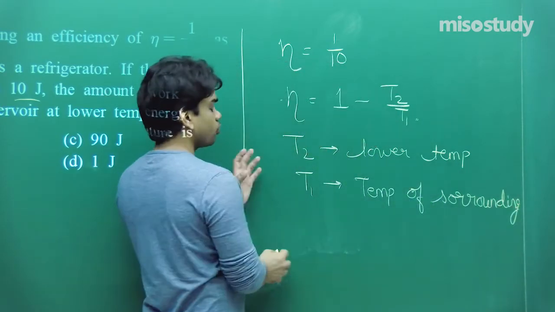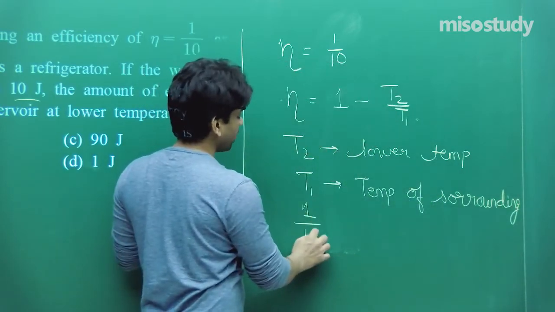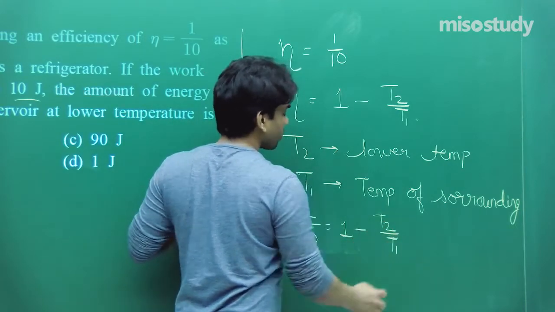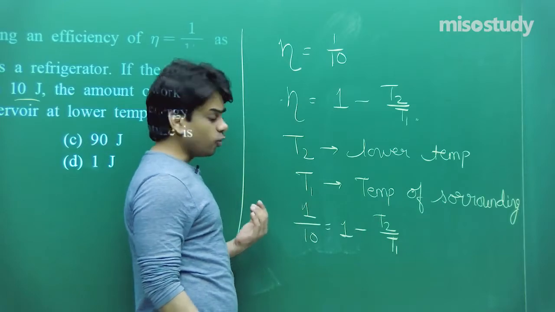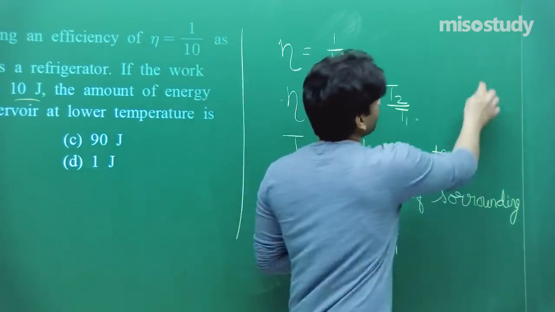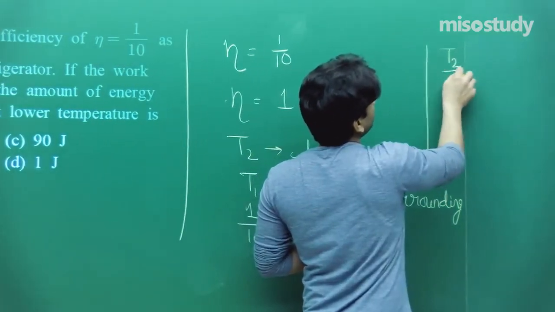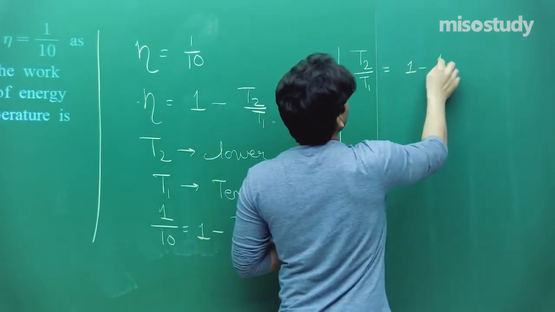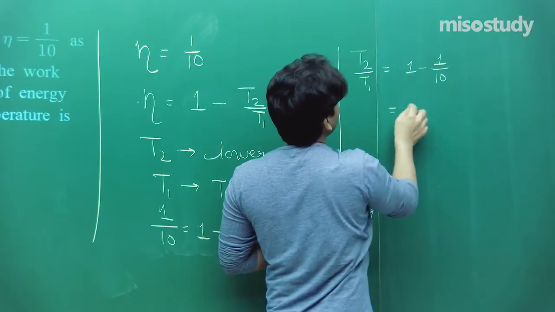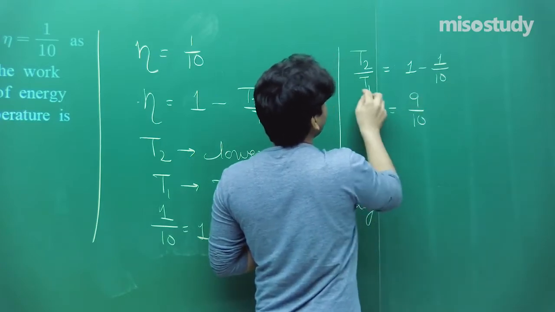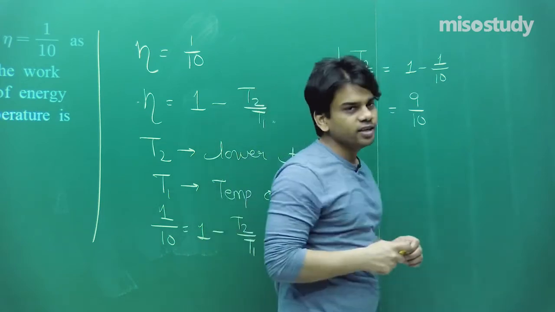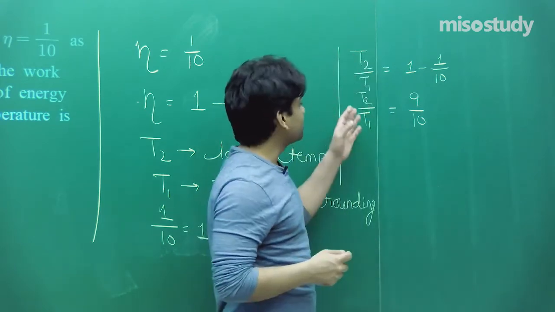Now eta is given as 1 by 10. So if we write 1 by 10 is equal to 1 minus T2 by T1, from here easily you can evaluate the value of T2 by T1. That will come out to be T2 by T1 is equal to 1 minus 1 by 10, that is equal to 9 by 10. So the ratio of temperature of the reservoir to temperature of the surrounding, that is T2 by T1, is 9 by 10.